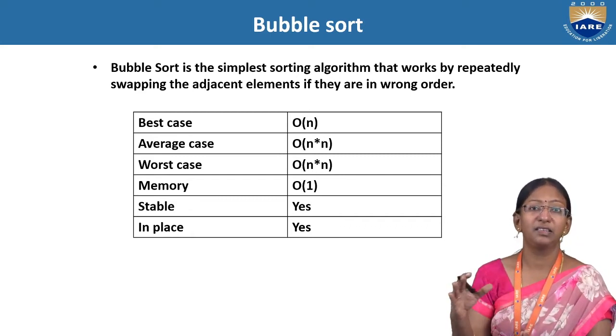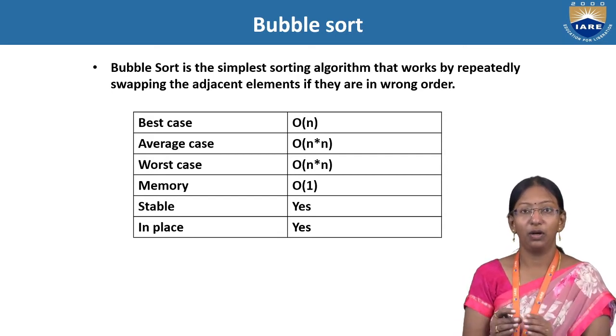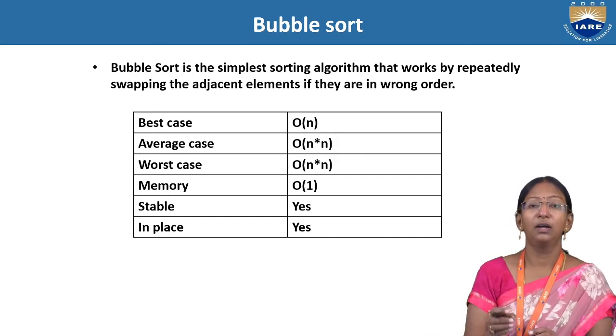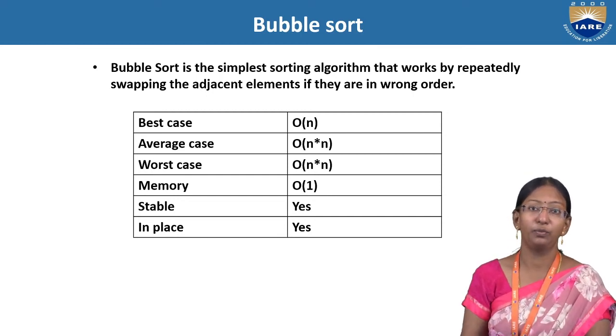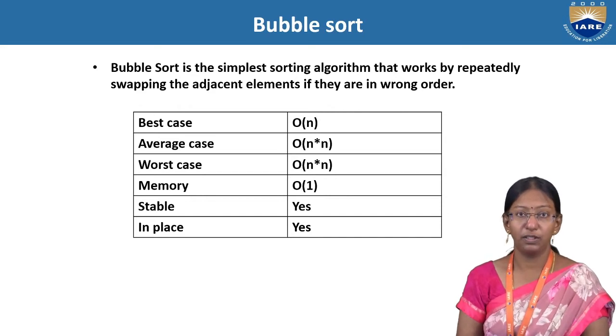We don't need any temporary array or list of the same size to store the data. In whatever unsorted list we are given, we are going to swap the elements in that list itself, and we are going to sort them. Such is a bubble sort. I'll explain it with an example.